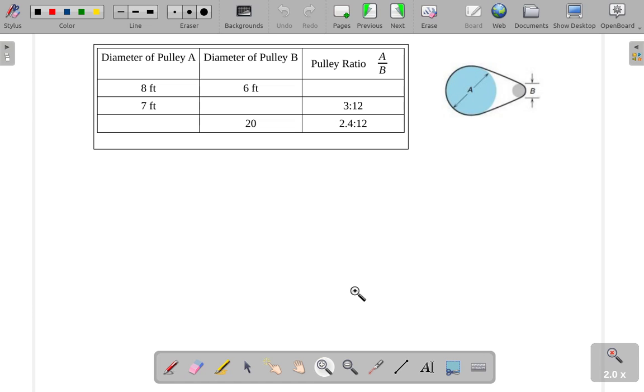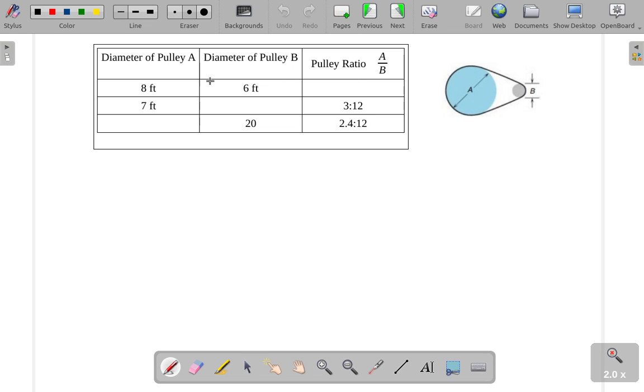On this problem, I'm setting up a chart that has a bunch of possible measurements for two pulleys, A and B. If we have a diagram that looks like this, A and B, and we're given the diameters of each of these pulleys, we're trying to figure out what the pulley ratio would end up being. You can see the pulley ratio on each of these is going to be A over B. So we'll just go ahead and write these as ratios.